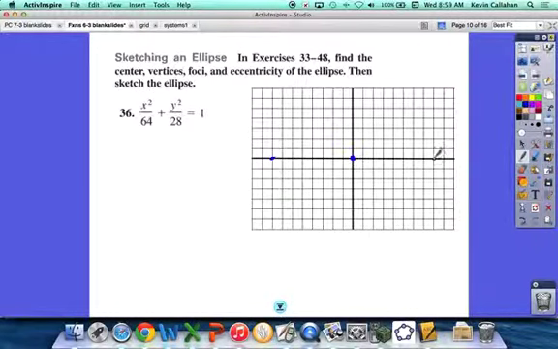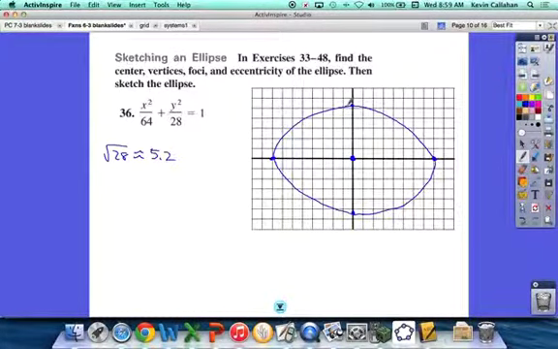And in the y direction, you're going to go the square root of 28. Just to approximate, it's more than 5 and less than 6. Let's make it about 5.2 or something like that. So in the other direction, 2, 3, 4, 5, maybe it's here and here. With just those 4 points, you can sketch your ellipse.